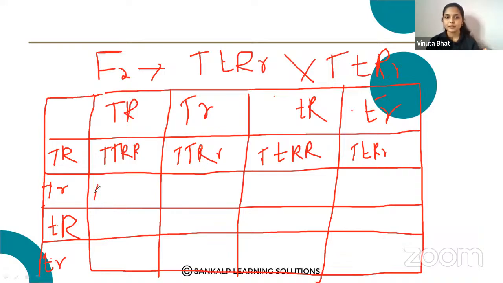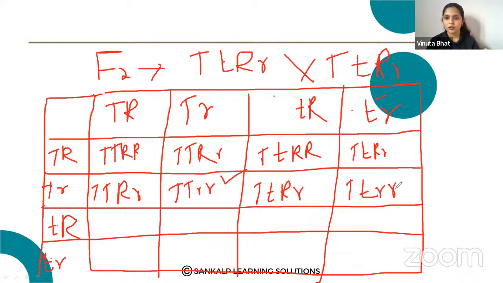Next one, capital T, capital T, small r, small r. So these are tall plants but producing white color flowers. Next one, capital T, small t, capital R, small r. So this is also a red color flower producing tall plant. Then the last one, capital T, capital T, small r, small r. So this is also the same, tall plant producing white flowers.